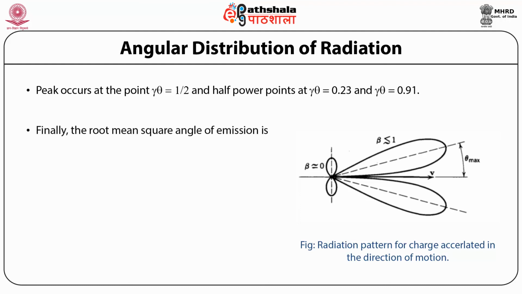So finally, the root mean square angle of emission can be obtained by integrating the above equations, and we get the time average of theta squared raised to power half equals 1 divided by gamma, equals mc squared by E.